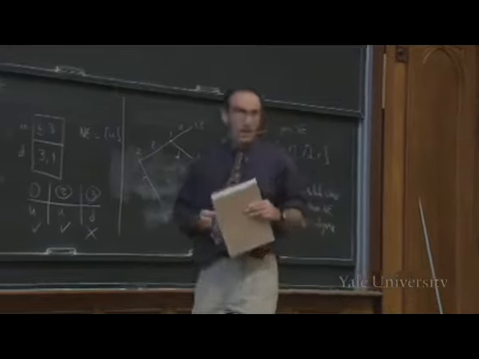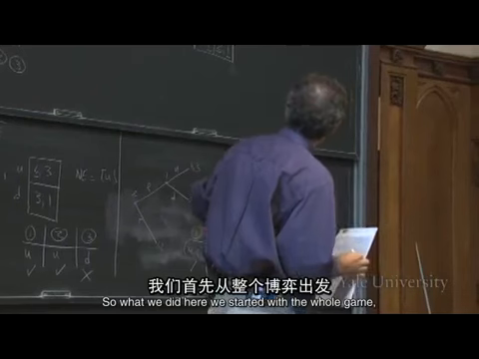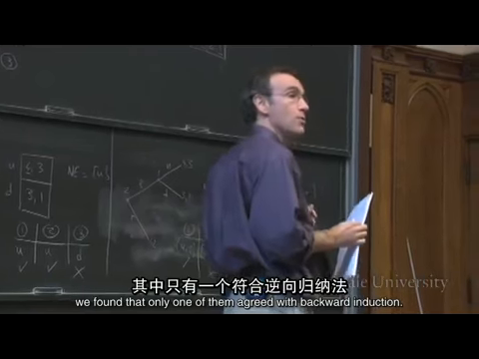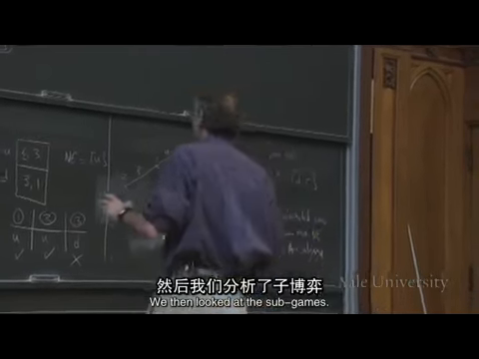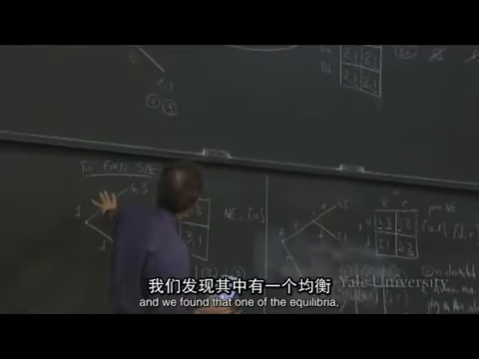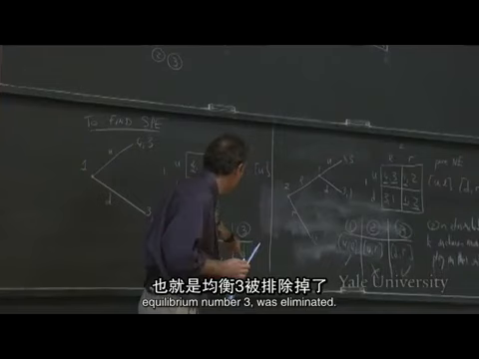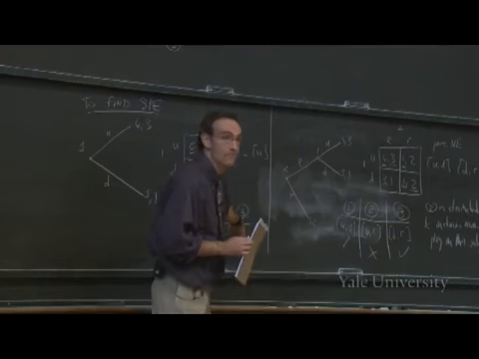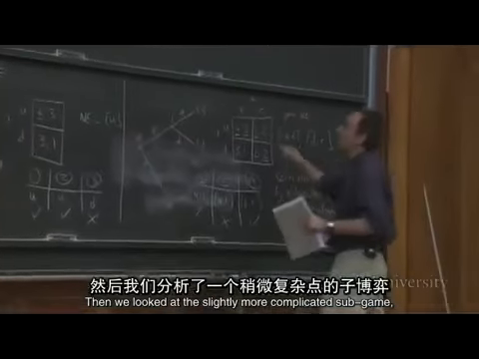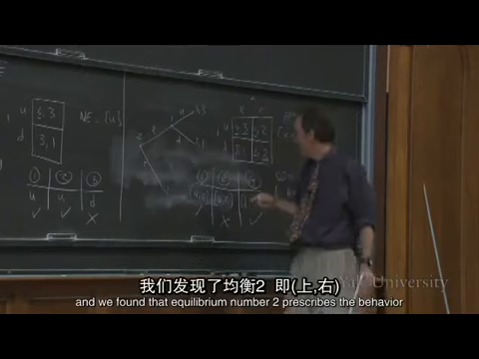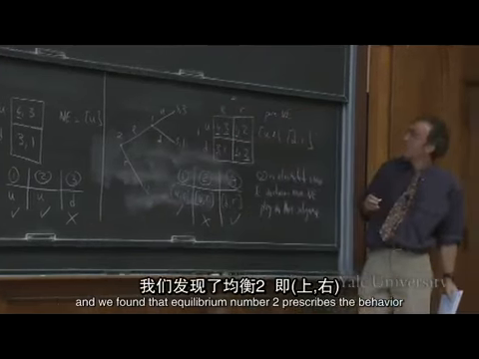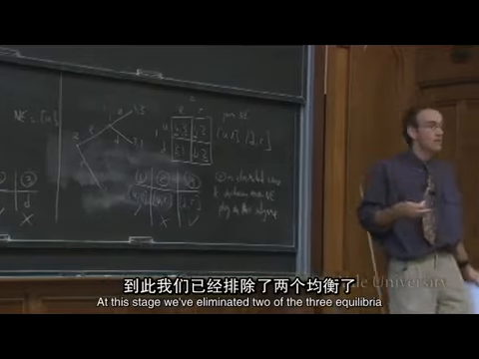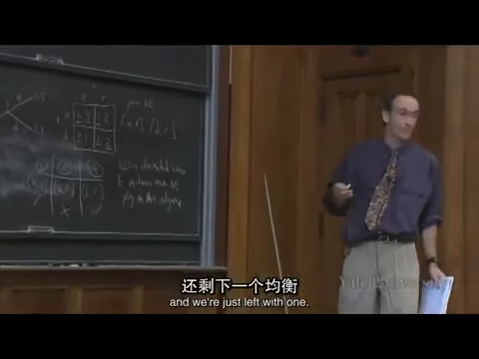All right? And now we're done. We know about the whole game. So what we did here, we started with the whole game. We found there were 3 Nash equilibria. We found that only one of them agreed with backward induction. We then looked at the subgames. We first of all looked at that blue subgame, and we found that one of the equilibria, equilibrium number 3, was eliminated. Equilibrium number 3 is not prescribing Nash behavior in this subgame. Then we looked at the slightly more complicated subgame, the pink subgame, and we found that equilibrium number 2 prescribes the behavior up-right, which is not Nash in this subgame. At this stage, we've eliminated 2 of the 3 equilibria, and we're just left with 1.